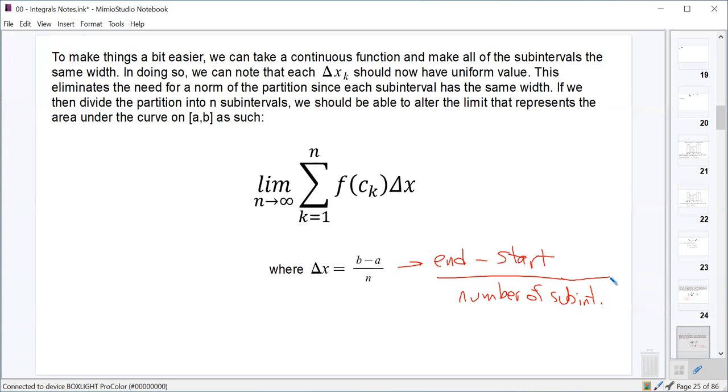Abbreviate that there. And so in this way, we're now going to have subintervals of the same width. We don't have our norm of the partition anymore. And we're just going to divide it up into equal subintervals and have an infinite number of them. Now, we can't obviously have an infinite number of them, but we can look at what value this tends toward as n goes towards infinity. And that will then give us an exact value for the area underneath the curve.